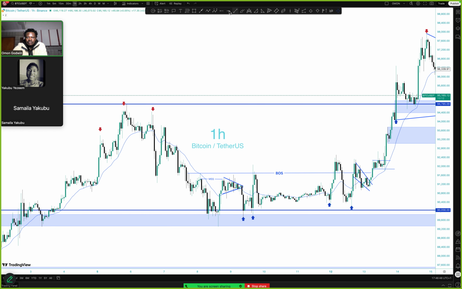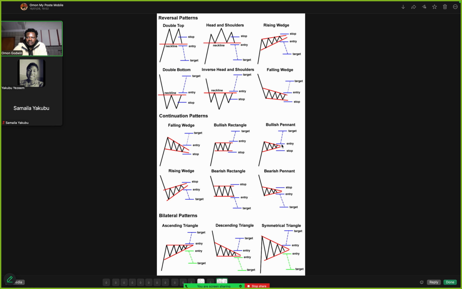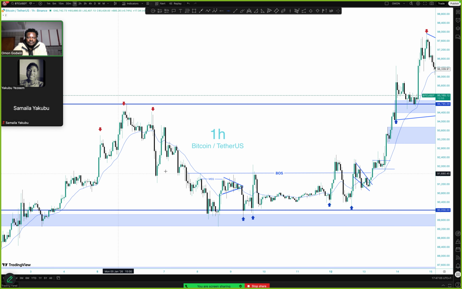Let's check it again so that we know how the pattern was. Look at it, it was like an angle at the end. You can find it for a buy, you can find it for a sell. Now let's go and check if it's there. Look at it, we have it.